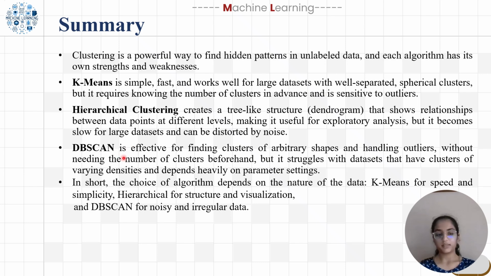After that, DBSCAN is effective for finding clusters of arbitrary shapes and handling outliers without needing the number of clusters beforehand, but it struggles with datasets that have clusters of varying densities and depends heavily on the parameter settings. So in short, the choice of algorithm depends on the nature of the data. K-means for speed and simplicity, hierarchical for structure and visualization, and DBSCAN for noisy and irregular data points. So thank you. This was all about comparing clustering algorithms.